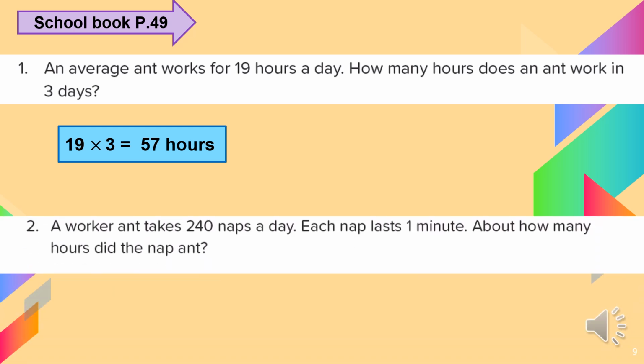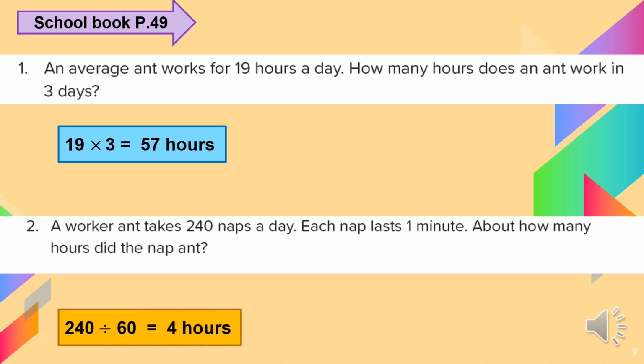Story number 2. A worker ant takes 240 naps a day. Each nap is at least 1 minute. About how many hours does the ant nap? So you have 240 naps for a day, and each nap is 1 minute. So how many hours? From minutes to hours, we divide by 60. So 240 divided by 60, cancel 0 with 0. 24 divided by 6 equals 4 hours.